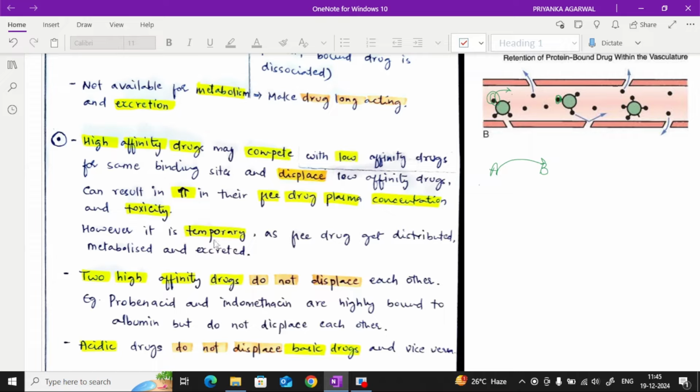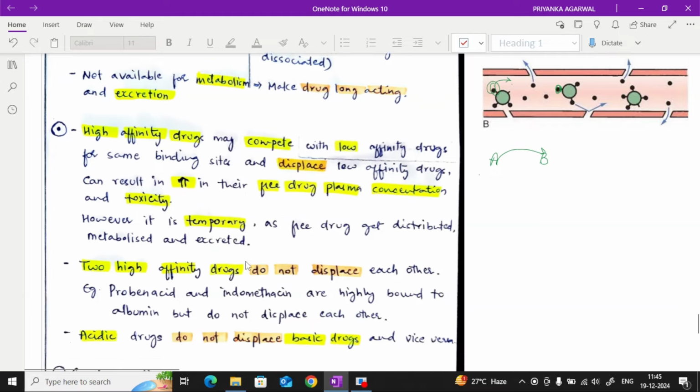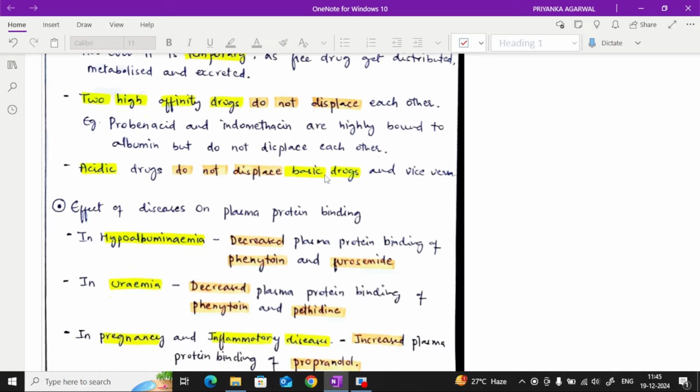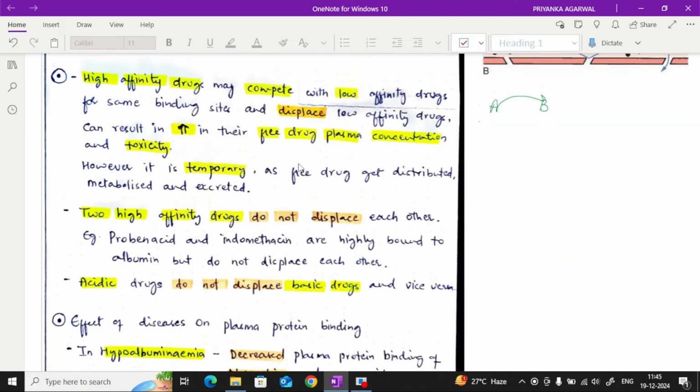But this is temporary. Okay, the good thing is this is temporary, because whatever free drug is there, it is getting distributed, right? So as free drug gets distributed, metabolized and excreted. Now imagine you have 2 drugs which have the same affinity for plasma proteins. So 2 high affinity drugs will not displace each other. Okay, for example, you can see probenecid and indomethacin. They are drugs that are highly bound to albumin, but they do not displace each other. Now acidic drugs will not displace basic drugs and vice versa. Okay, so this is about when you have 2 drugs in the blood, how they affect the plasma protein binding.